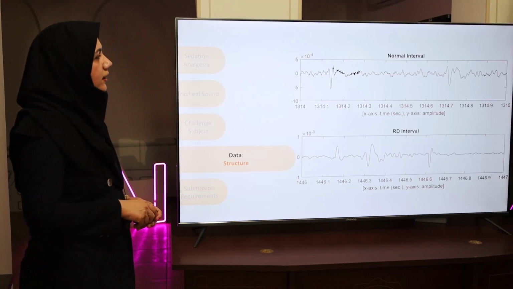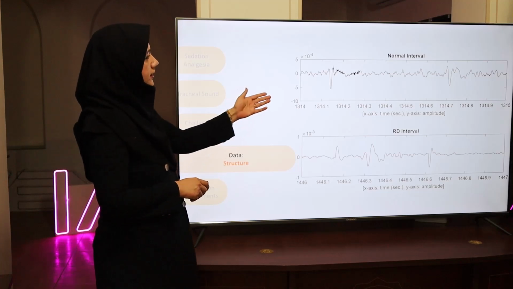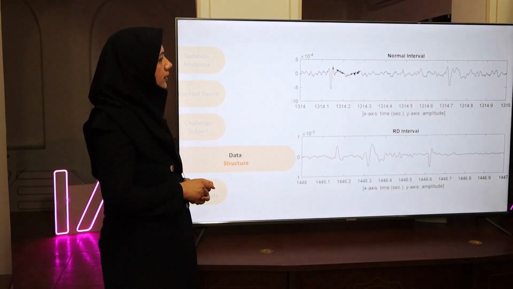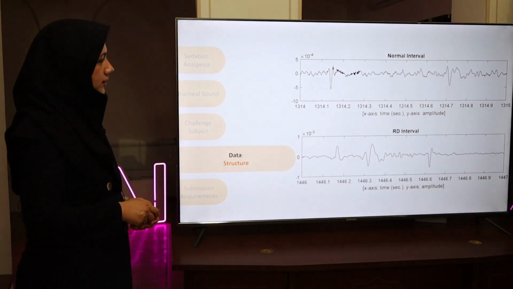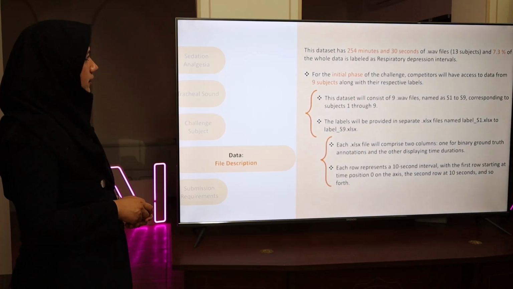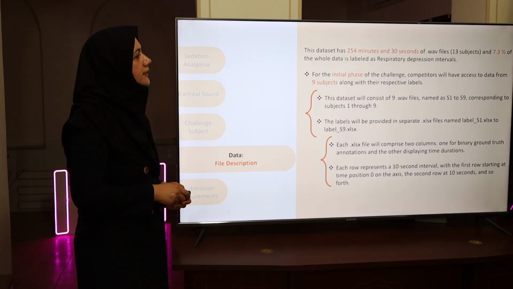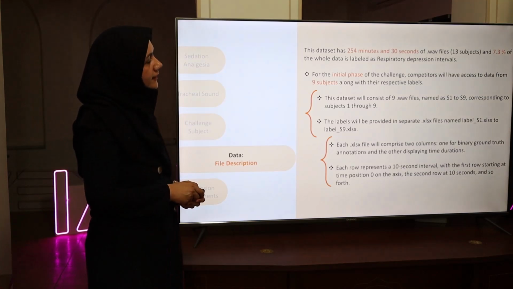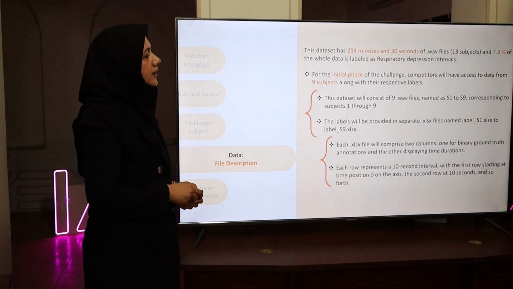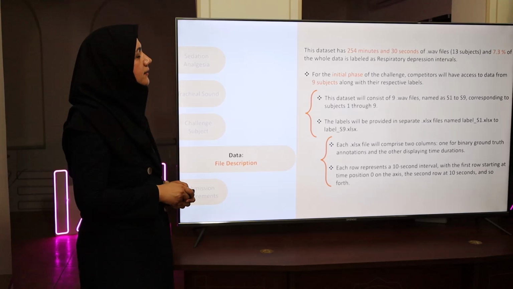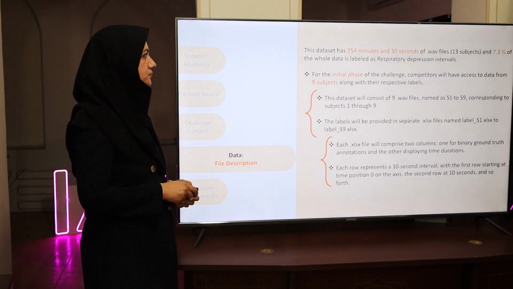Two samples of tracheal sound data are shown in this slide. One is associated with a normal respiration, and the other is associated with a respiratory depression interval. The data set contains 254 minutes and 30 seconds of .wav files, and 7.3% of the whole data set is labeled as respiratory depressions.